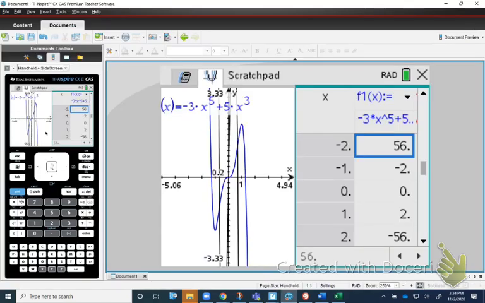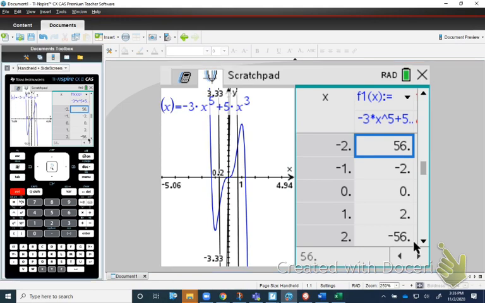Now, what we're looking at here is the actual function itself and its second derivative. So let me turn the table off here.